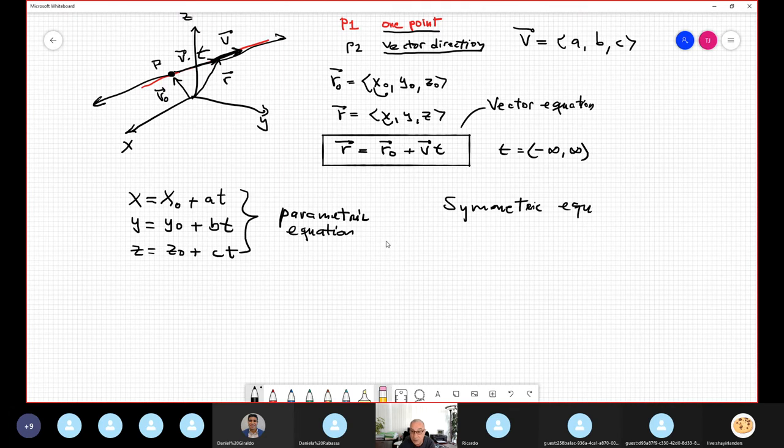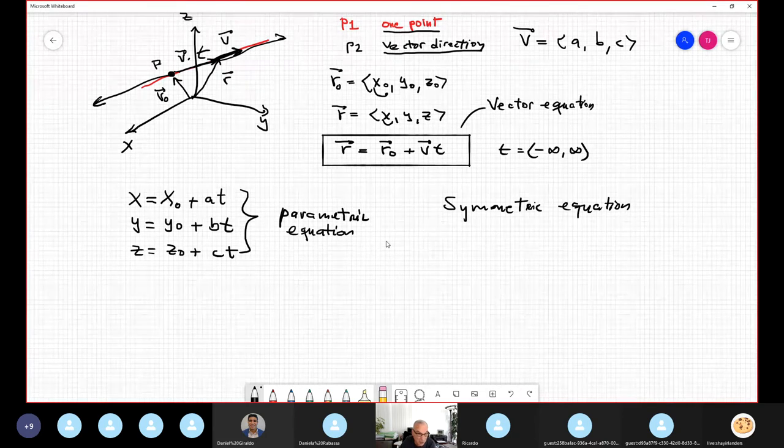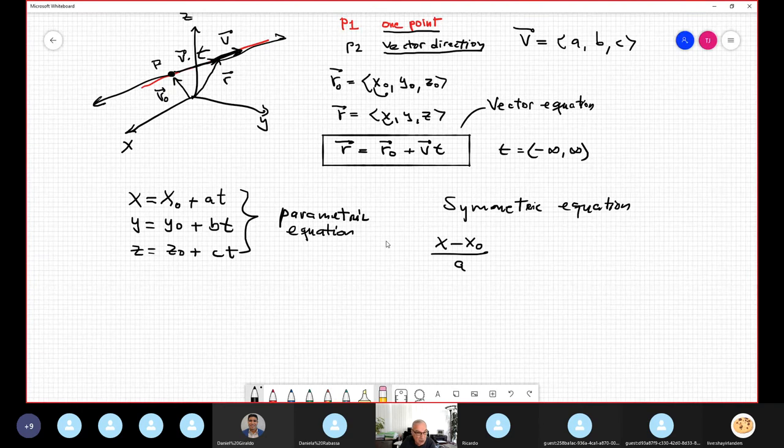Symmetric equation. For example, you eliminate the parameter. You solve for t in any parametric equation. For example, in the first equation, x minus x null divided by a represents t. And the t is the same, you know? Y minus y null divided by b, and this is z minus z null divided by c.